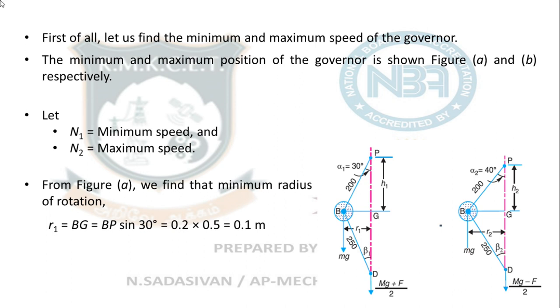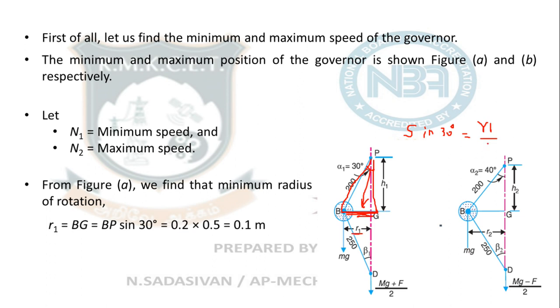So now I know one side of the triangle is 200, and one angle is also known. Minimum speed case, alpha is 30 degrees. Therefore I am using sin theta. In this right angle triangle, what is the value of sin 30? Sin 30 equals the opposite side. Alpha is here, therefore this is your opposite side. Opposite to alpha is R1, the radius of rotation. This is your radius of rotation.